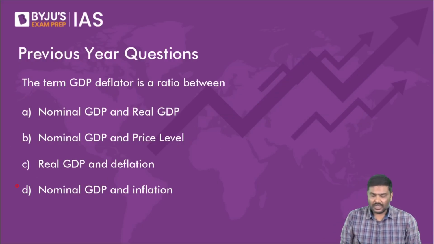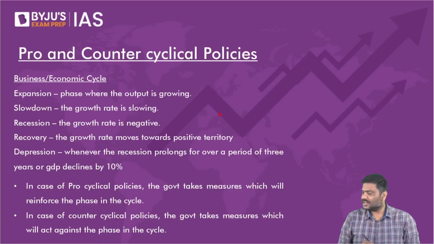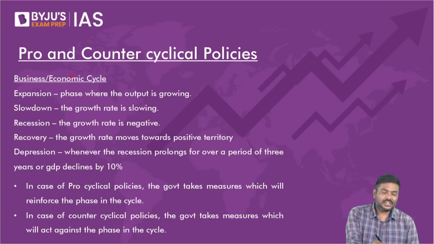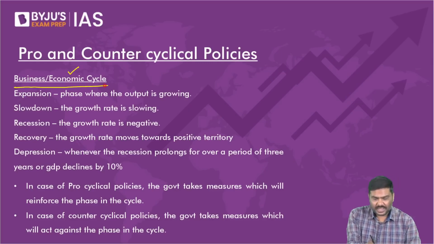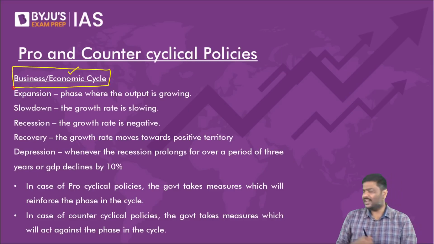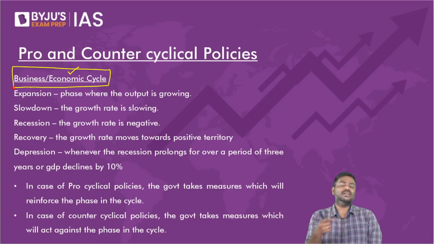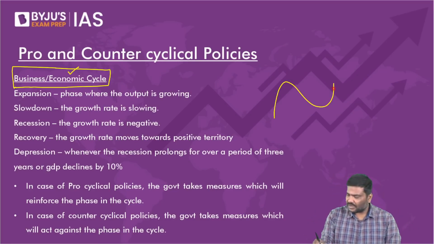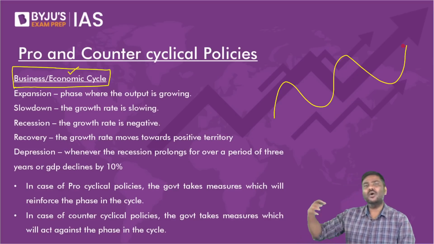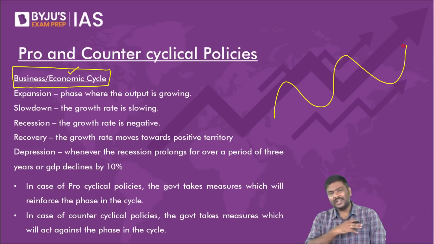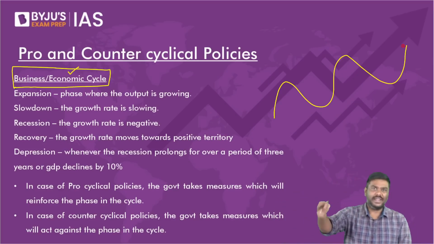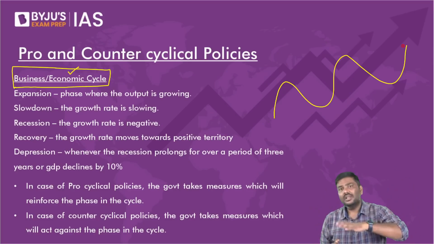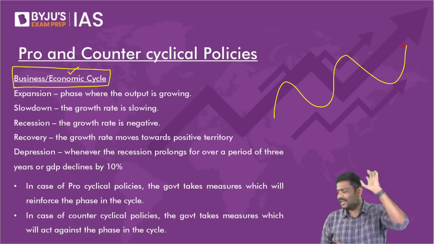Okay. Now let me go to the next concept. We were in this slide. What we were discussing was the concept of the business or economic cycle. I said, whenever you talk about any economy, the economy does not keep on expanding always. That is, GDP does not keep on increasing always because of various internal and external factors. The GDP will increase, fall, increase, fall, increase, etc.